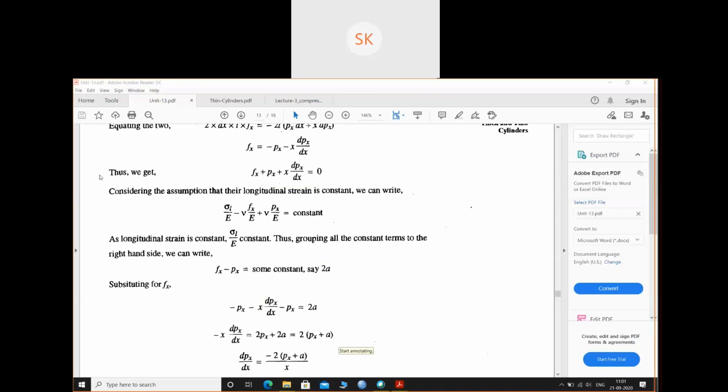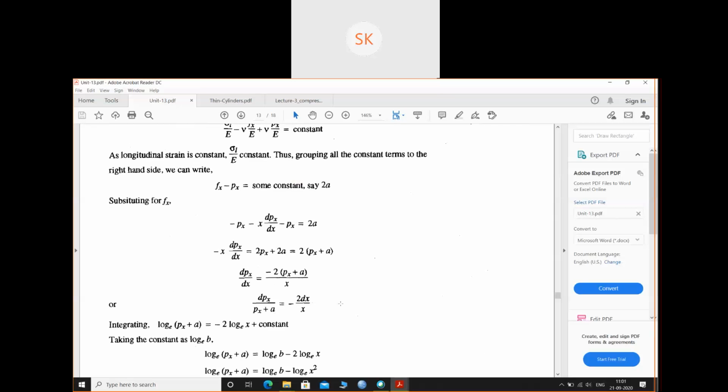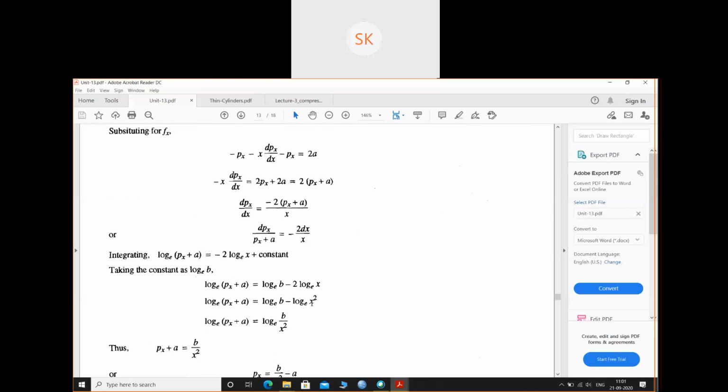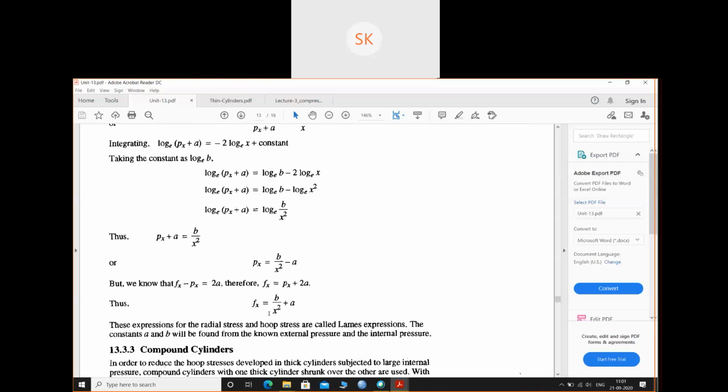So replacing, after solving, we are getting this part. Now we can integrate. After integration you will get this term, Fx equals b by x square plus a. So this is the expression for the radial stress, and this relation between radial stress and hoop stress is called Lamé's expression. The constants A and B will be found out from the known external pressure and internal pressure. So this is the relation for Lamé's expression.